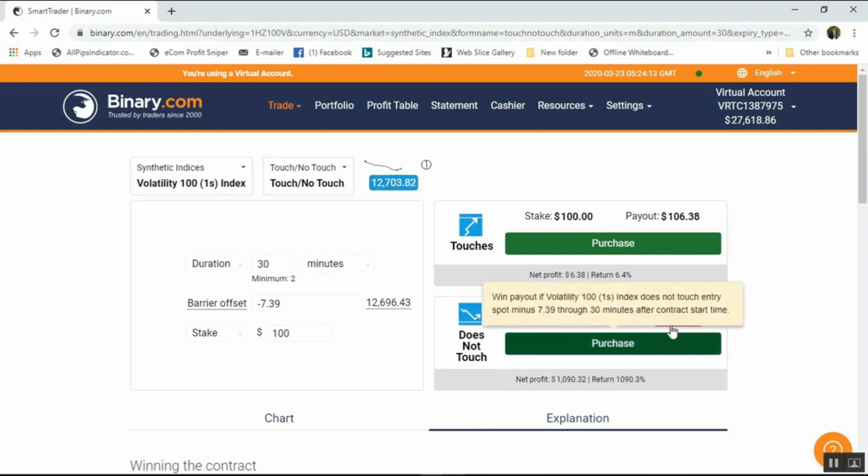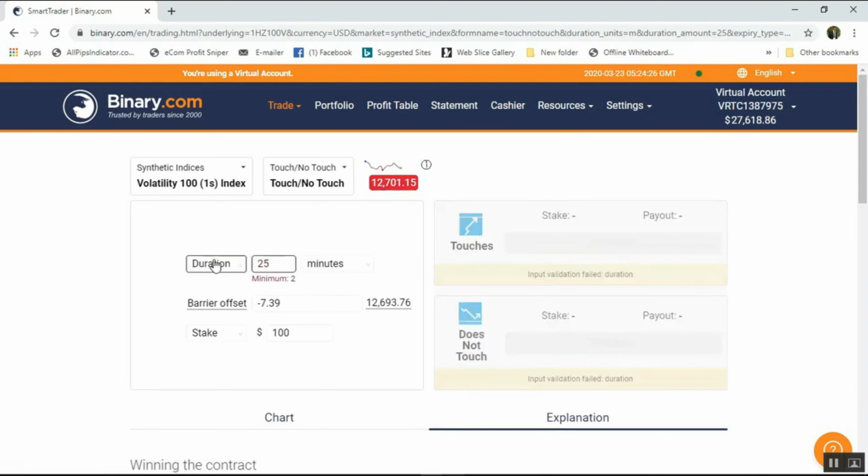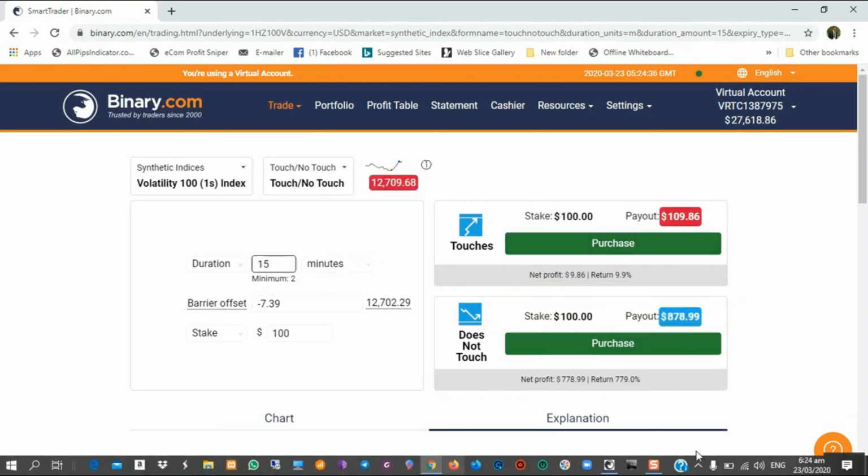Now look at the payout of the no touch option for 30 minutes. If I reduce this to maybe 15 minutes or 25 minutes, you'll be shocked. Sorry guys, 15 minutes. Now you see how it is 109 on the 15 minutes time frame, depending on the signal you have, guys.